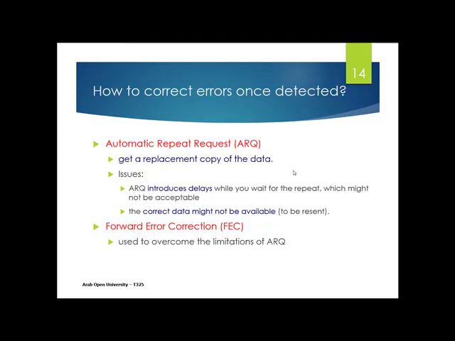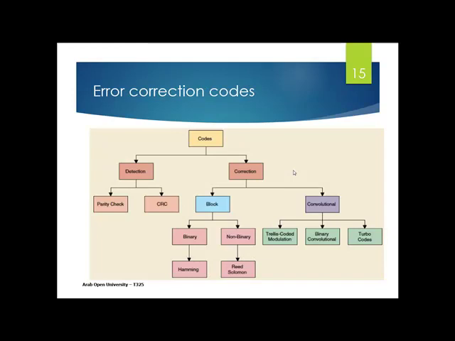So the second category of actions to be done when the error is detected is what we call forward error correction, which is defined to overcome the limitation of the ARQ, the automatic repeat request, and it is done by adding extra bits that will help the receiver to correct a certain number of errors, and this is what we are going to see in the next part.